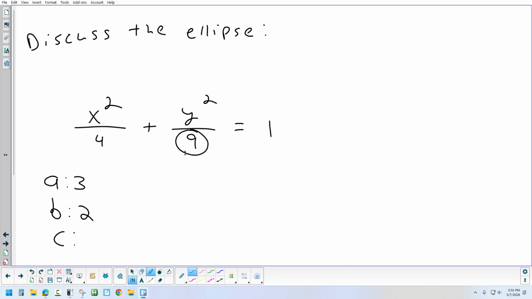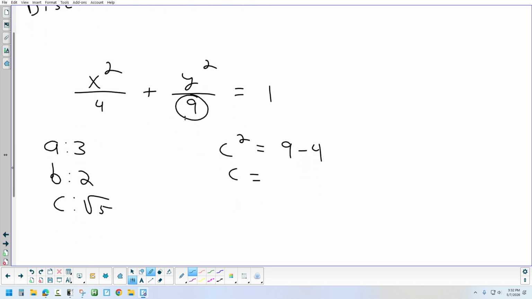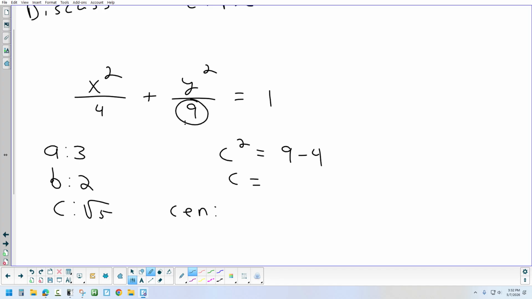And now we need the formula that connects A, B, and C for an ellipse. C squared equals A squared minus B squared. Yep, C squared equals A squared minus B squared. So that means C is going to be root 5. Yep. Okay, so now we're ready to discuss it. Let's start with the center. Because the numerator is relatively simple in this one, there's no addition or subtraction, where does that mean the center is going to be? Yep, center's at 0, 0.